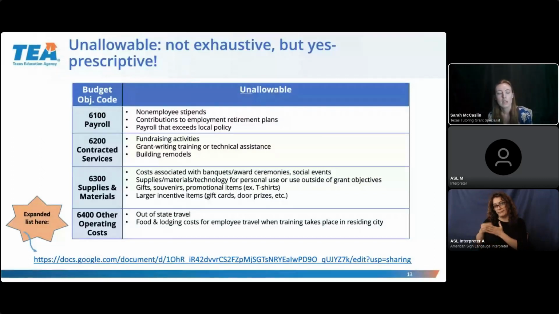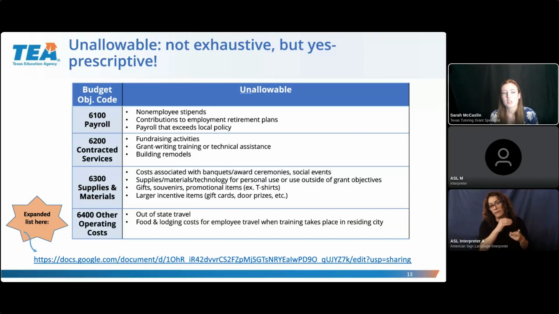And then lastly, 6,400 operating costs. Out of state travel is unallowable. And then if you've got an employee going to training that takes place in the residing city, things like food and lodging costs are not something that you can charge the grant. If you are interested in an expanded list, there is one linked here. Again, it is updated on a rolling basis.